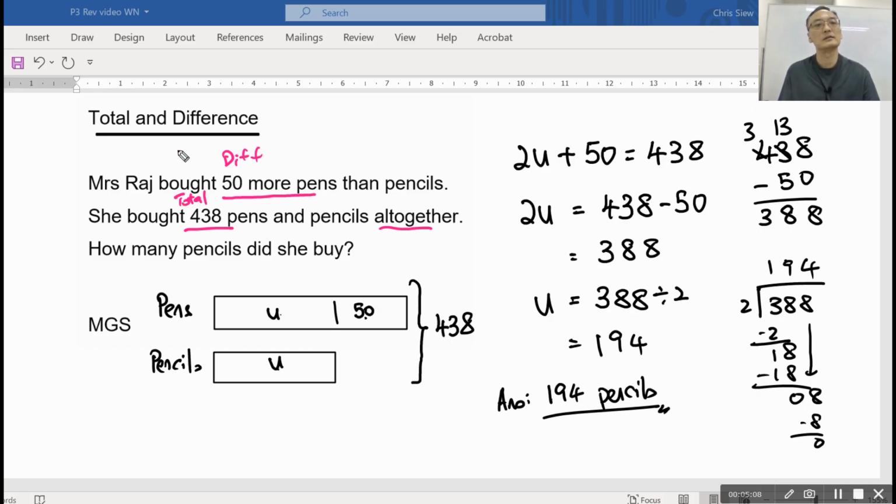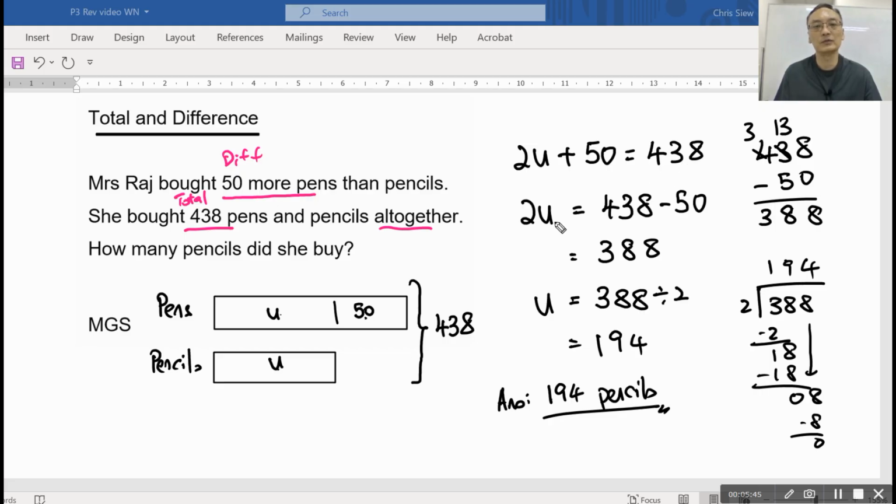Right, so this is the strategy called total and difference. So let's recap. We underline some of the keywords in the question, and from the keywords we translate into a model where we have the longer bar representing the pens and the shorter bar representing the pencils. The difference between them is 50, and the total of these two sets of items is 438. So then we form the equation 2 units plus 50 will give us 438.